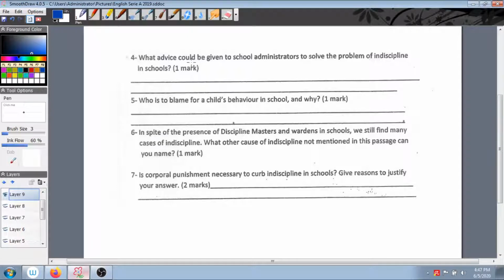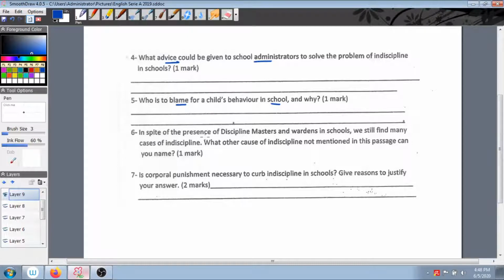Question 4. What advice could be given to school administrators to solve the problem of indiscipline in schools? Alors, ici, je n'ai plus besoin de souligner le mot indiscipline puisque j'ai déjà l'idée vague que le texte parle d'indiscipline dans les écoles. Okay? Question 5. Who is to blame for a child's behavior in school and why? So, blame, child's behavior in school. Alors, l'une des raisons pour lesquelles je ne souligne pas trop de mots-clés, à savoir 3, 4, 5, c'est que je risque de les oublier.